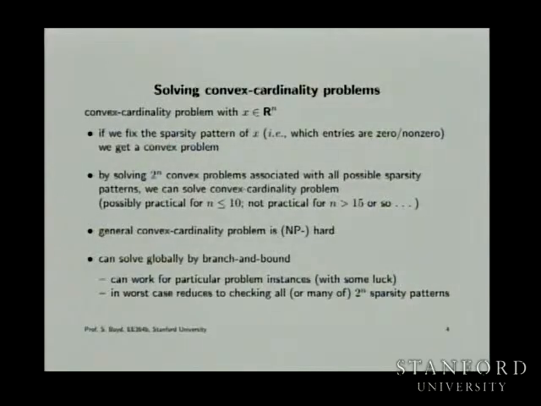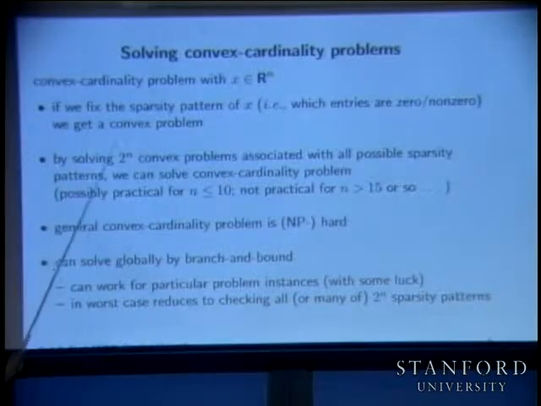Okay, so how do you solve these problems? Well, the first thing is this. If you fix the sparsity pattern of x, of which there are 2 to the n, you fix for each component whether it's non-zero or 0. There are 2 to the n choices like that. One choice is x equals 0, the other choice is x is full, and all things in between are there. But if you fix the sparsity pattern, you get a convex problem, and it's all over.